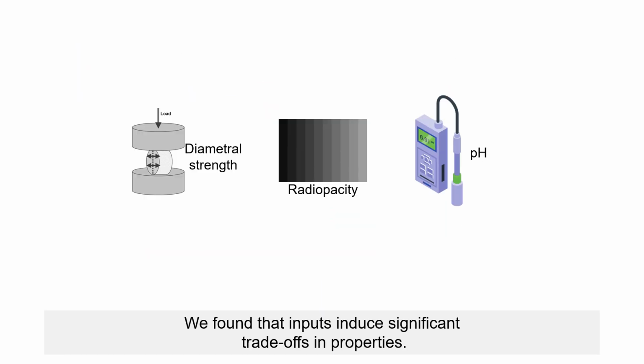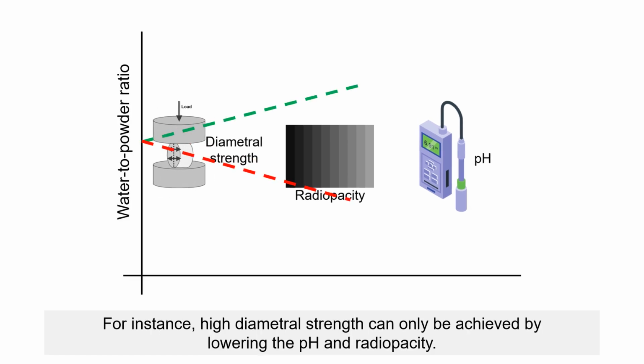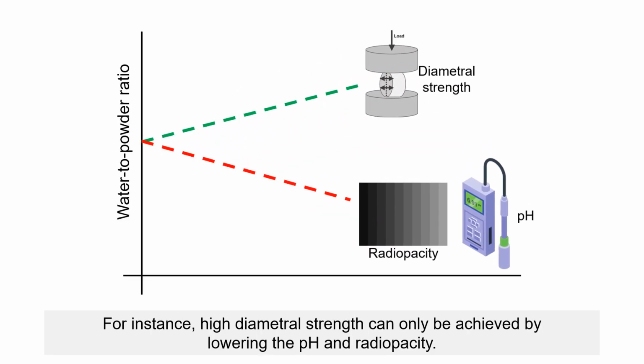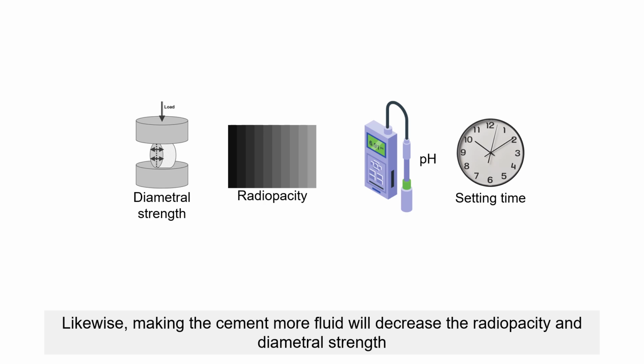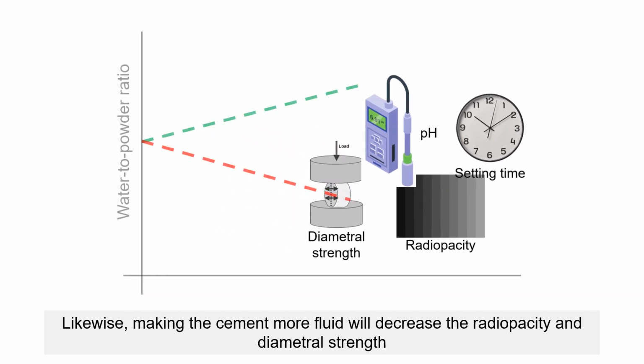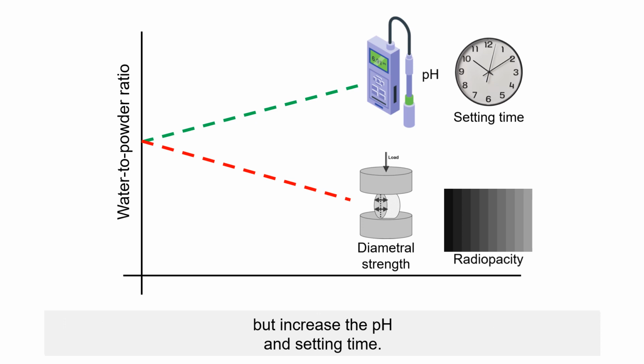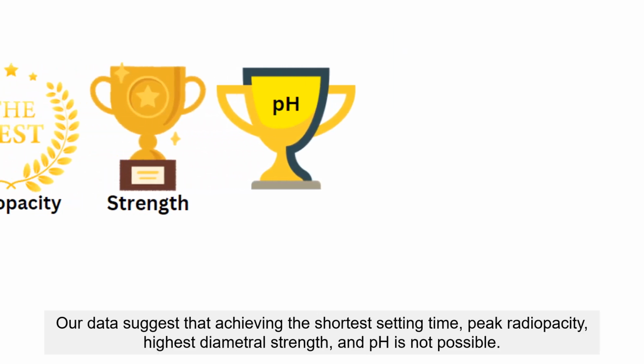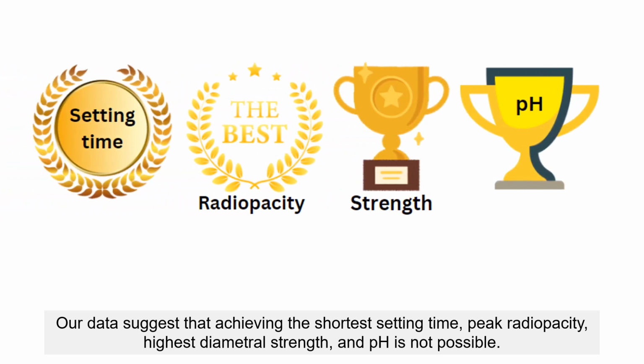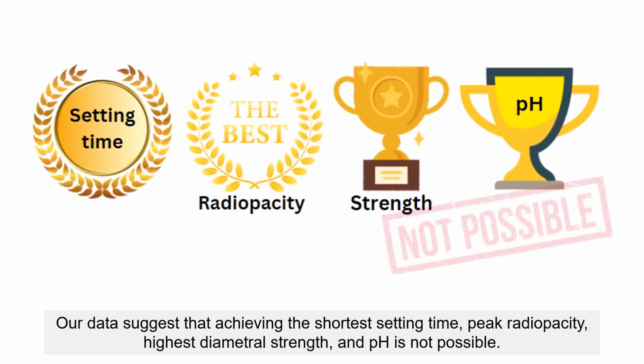We found that inputs induce significant trade-offs in properties. For instance, high diametral strength can only be achieved by lowering the pH and radiopacity. Likewise, making the cement more fluid will decrease the radiopacity and diametral strength but increase the pH and setting time. Our data suggest that achieving the shortest setting time, peak radiopacity, highest diametral strength, and pH is not possible.